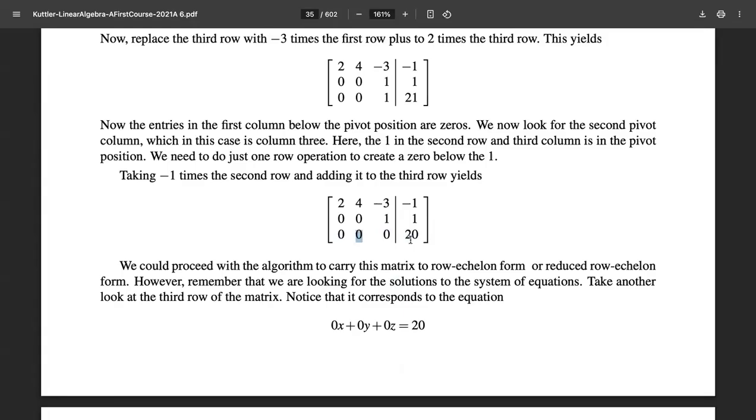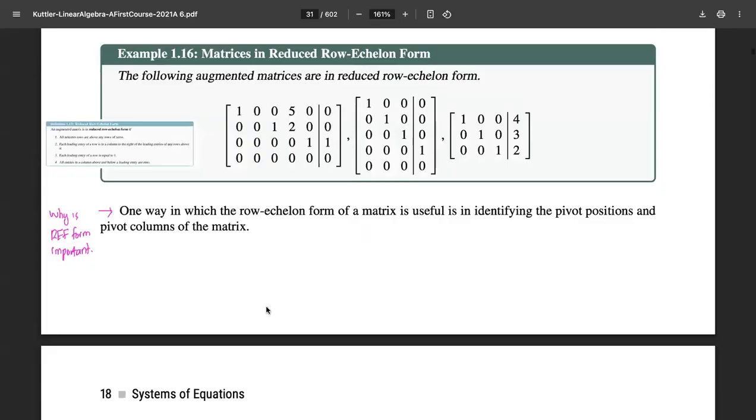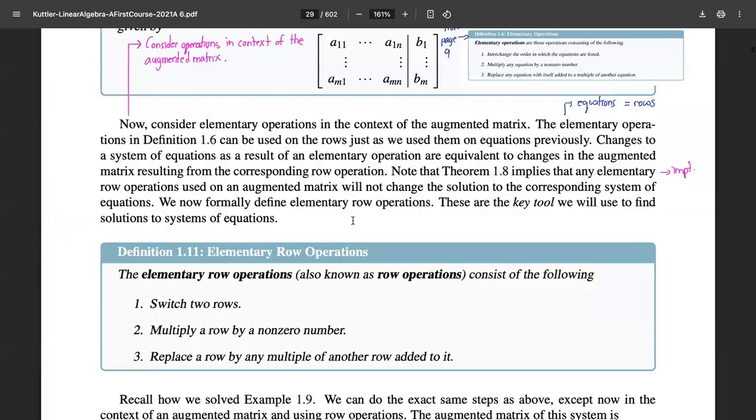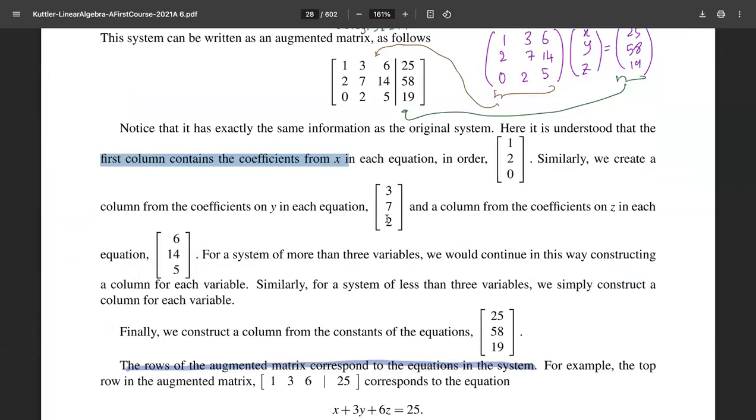And the reason for that is when we go way back, when we introduced the augmented form, we said that the first column contains coefficients of x in each equation. The second column contains coefficients of y in each equation. And the third column comes from the coefficients of z from each equation. So I'm going to apply that knowledge to this particular row over here, and that gives me this particular equation.